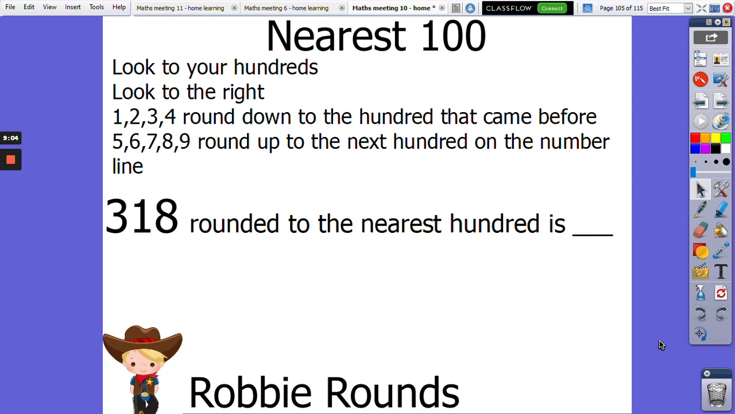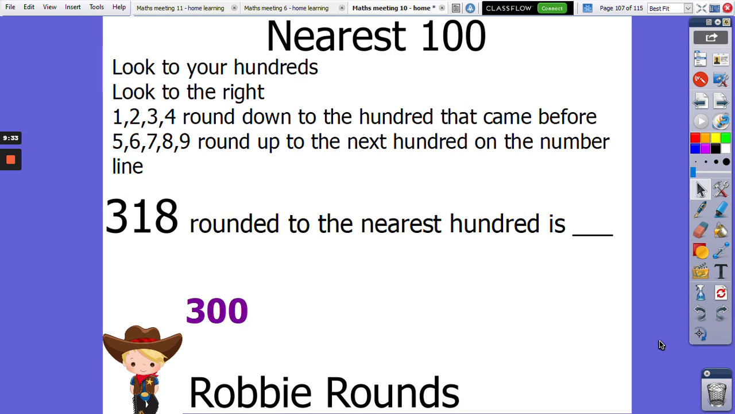Okay, lastly, now we've got our rounding, nearest 100. Join in with me nice and loud. Look to your hundreds. Look to the right. 1, 2, 3, 4, round down to the 100 that came before. 5, 6, 7, 8, 9, round up to the next 100 on the number line. Good singing, guys. Well done. So now we're going to round 318 to the nearest 100. Okay, off you go.